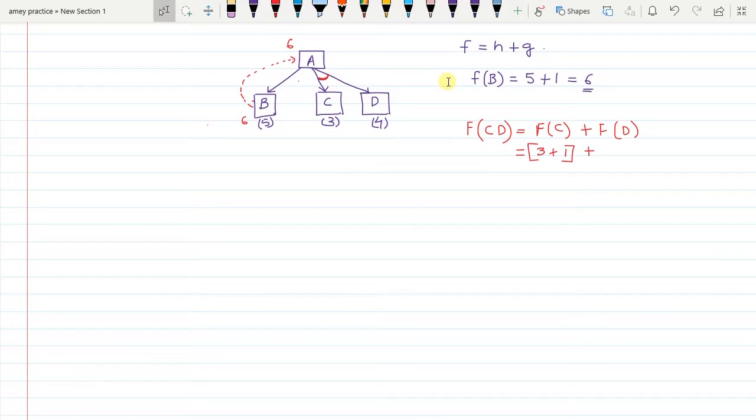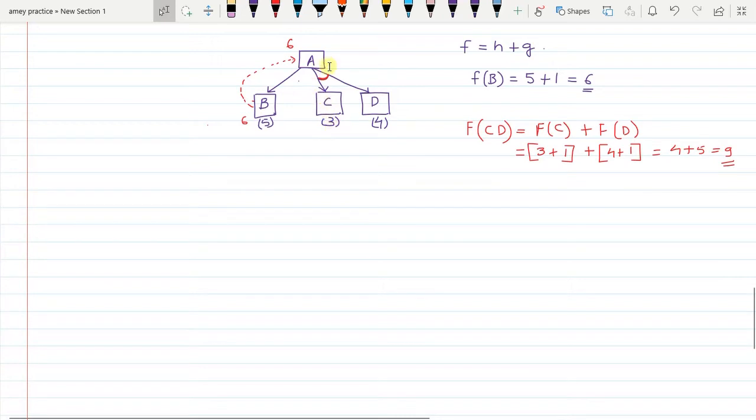Plus, let's find out what F of D is. F of D is nothing but the heuristic value of D, that is 4, plus the cost incurred in moving from the immediate parent node A to D, that cost is 1 unit along the edge, so 1. So 3 plus 1 is 4, and 4 plus 1 is 5. So the F value of the arc CD will be 9.